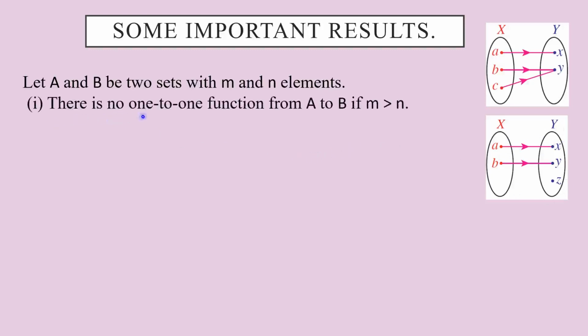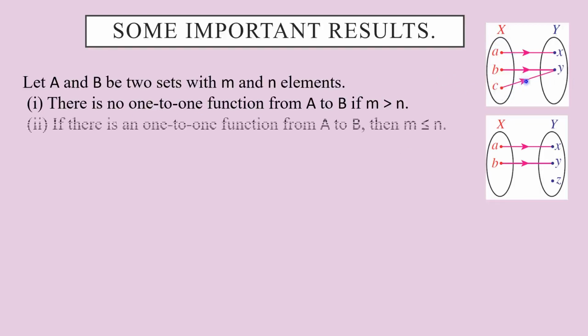There is no one-to-one function from A to B if m greater than n. That is, m value greatest value இருந்தது அப்படின்னா there is no one-to-one function. See this here, x, that is m represents the number of elements in the first set. So இங்க greater number of elements இருந்தது அப்படின்னா there is no one-to-one function. Second result is, if there is an one-to-one function from A to B, then m less than or equal to n. அதே இது வந்து m ஓட value smallest number இருந்தது அப்படின்னா there is a one-to-one function. That is the second diagram.